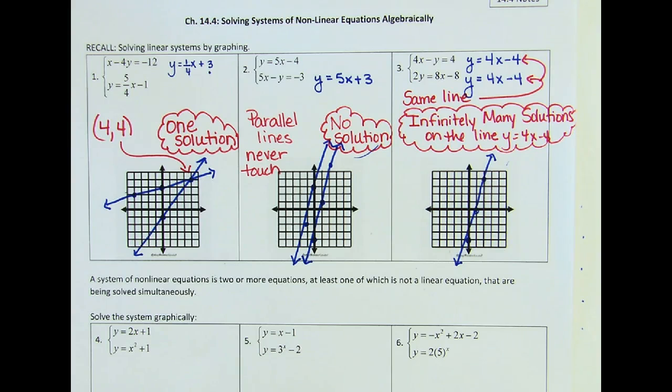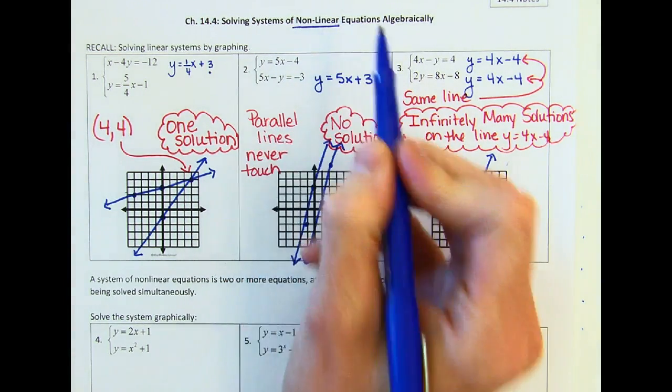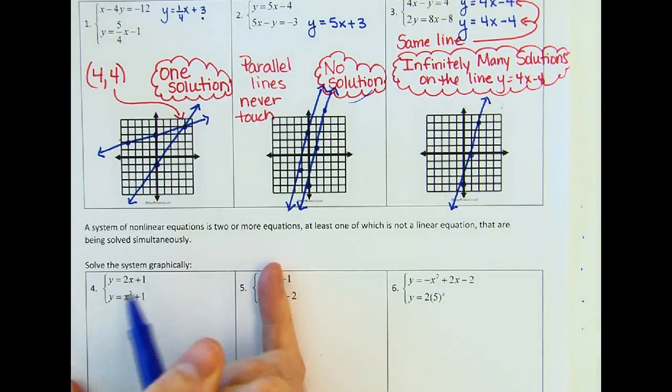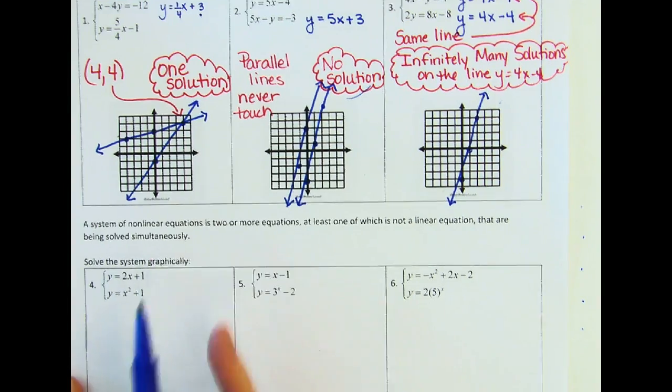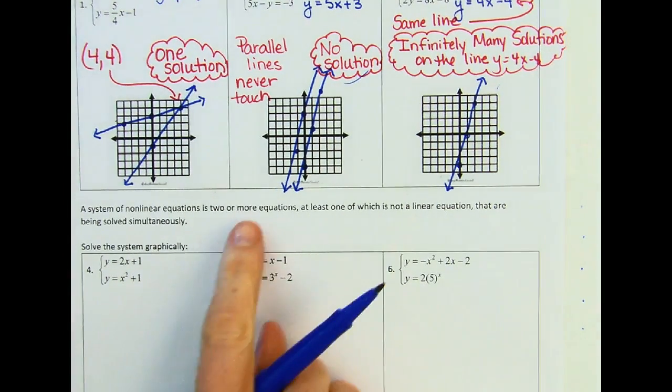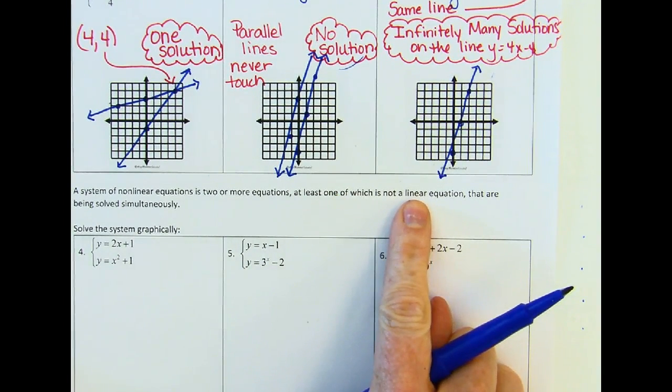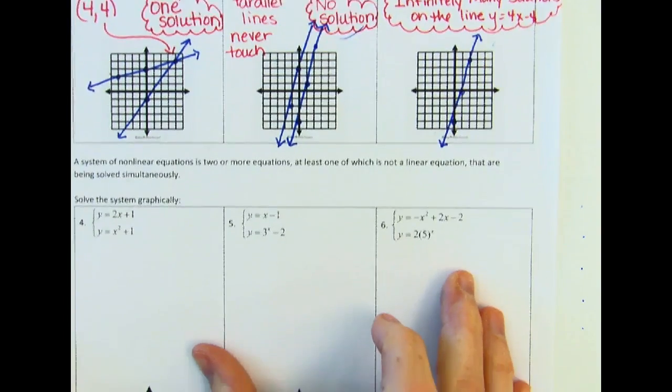Well, chapter 14 has been bringing back everything that we've studied so far. And here is the key word: nonlinear. These are all linear. So what we need to look at and study is what happens when you have a system of nonlinear equations, and what's going to be going on there. So here, a nonlinear system is two or more equations, at least one of them is not linear, and they're happening at the same time.